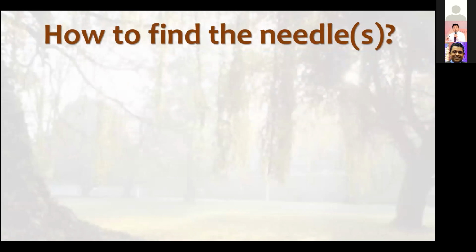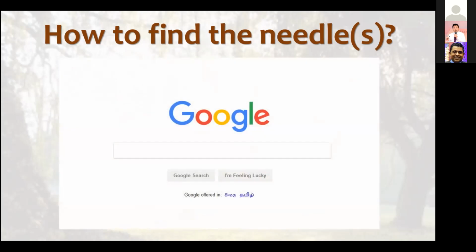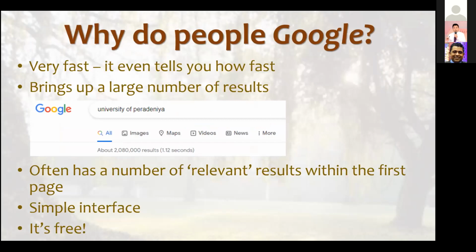Now, how to find the needle or the needles? Even though there are many tools to do, the most favorite or the most used is Google, which has kind of become a verb in itself. So why do people Google? You can just use it as a verb as well, because it's quite fast. It even tells you how fast and brings up a large number of results. As you can see, it will tell you how long it took and about the number of results that it has found.